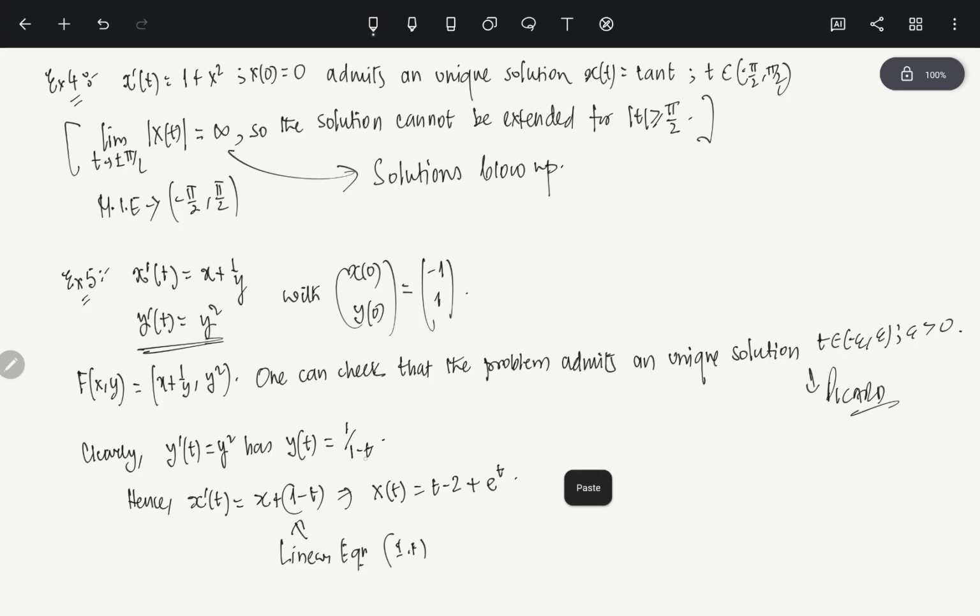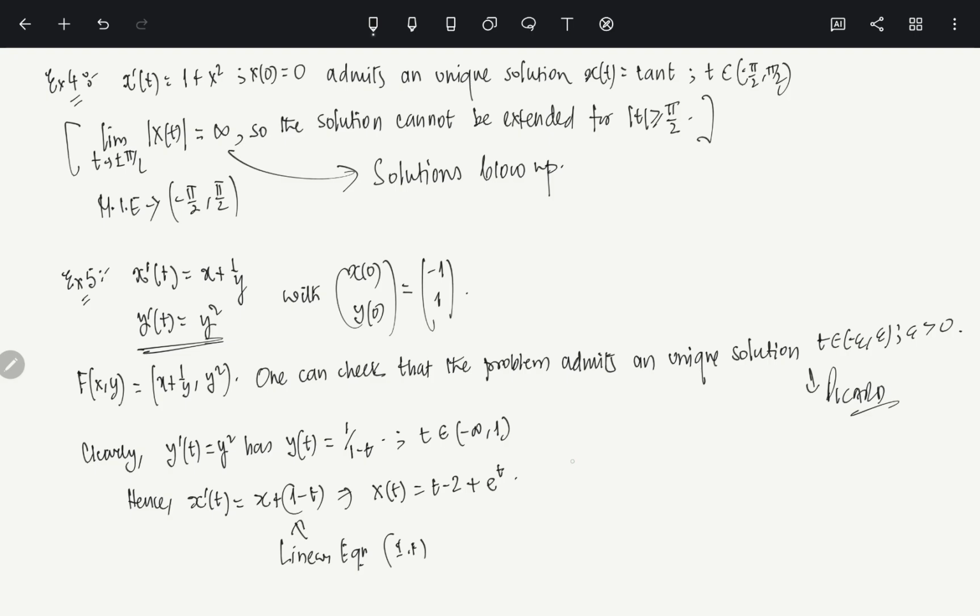Now you see, x of t looks like this. y of t is 1 by 1 minus t. Of course, just by looking at y of t, we can say that t can only be between minus infinity and 1, right? It cannot touch 1, because once it touches 1, y of t blows up. So t between minus infinity and 1 contains the 0 where we are looking at the initial data. x is defined everywhere, it doesn't matter, but y of t is not defined at 1. So hence we cannot extend it for t greater than or equal to 1.